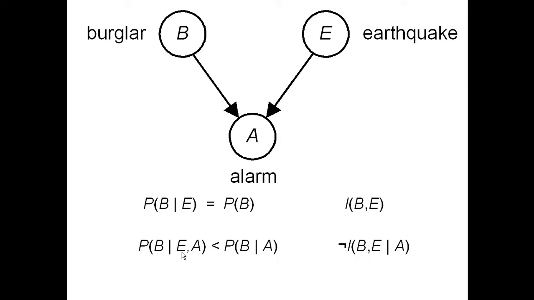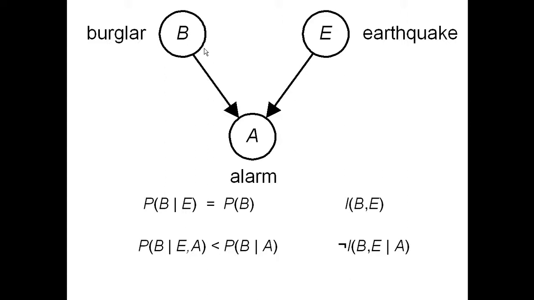But now I find out later: my alarm went off and I figured that there's a decent chance I've been burglarized. But then I later hear on the radio that there was a slight tremor or an earthquake. The story goes that I wasn't at home; the alarm went off in my office. Well, now the earthquake explains away the alarm, making it less likely you've been burglarized. So the probability of a burglar given the earthquake and the alarm is less than the probability of a burglar given an alarm.